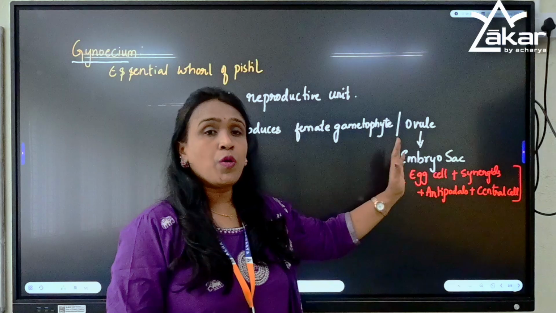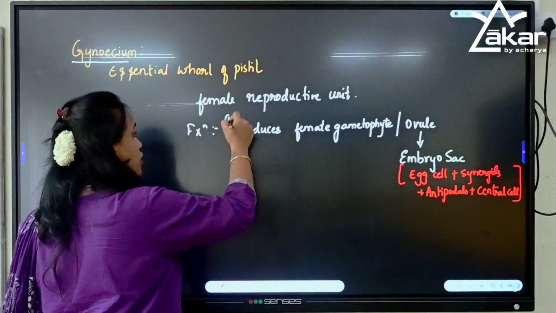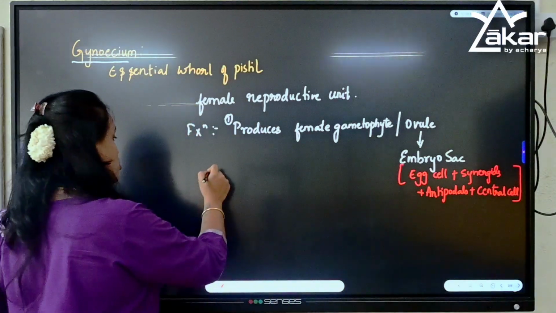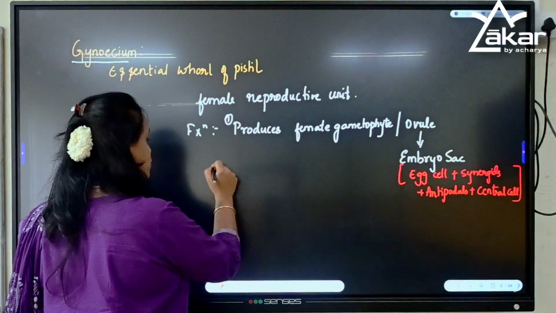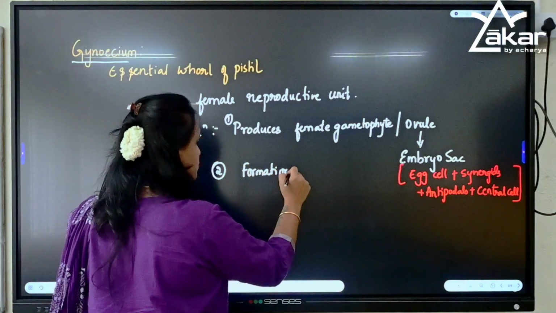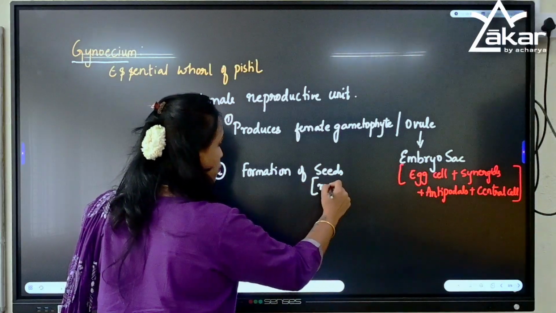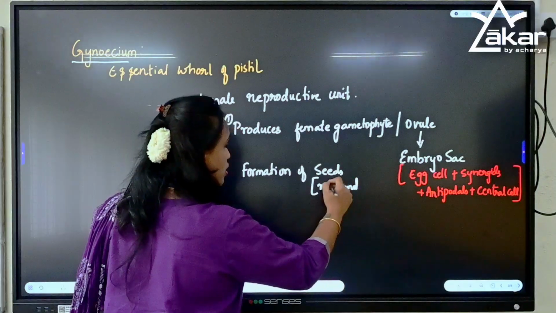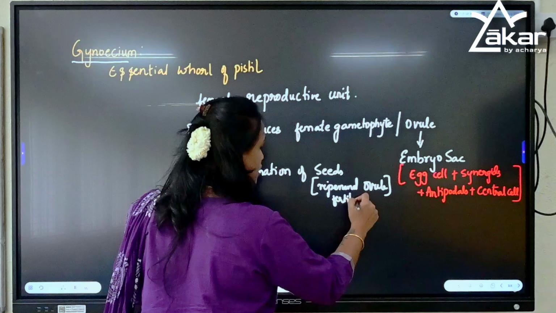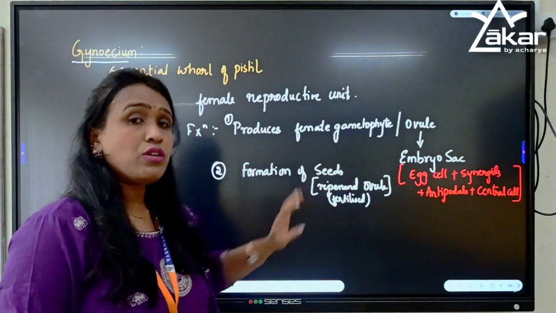So we will learn about it in detail in the next session. So what are the other functions? Is it only the function to produce the female gametophyte or the ovule? No. It also helps in the formation of seeds. So what are seeds, children? Ripened ovule or fertilized ovule. After fertilization, the ovule will transform into seeds.